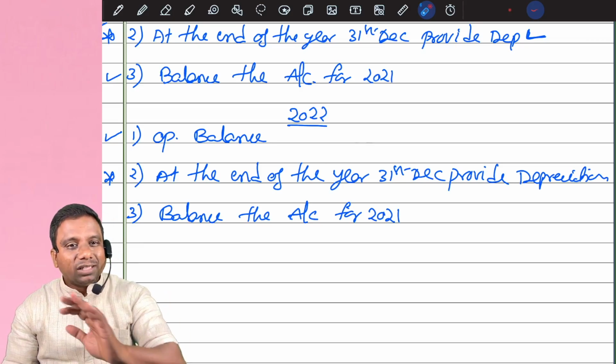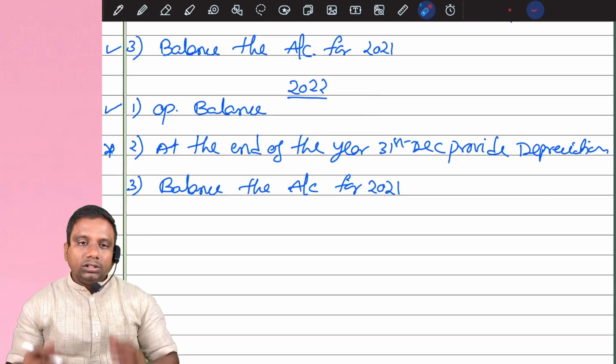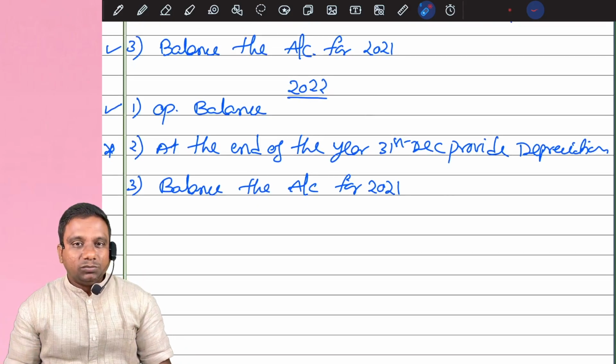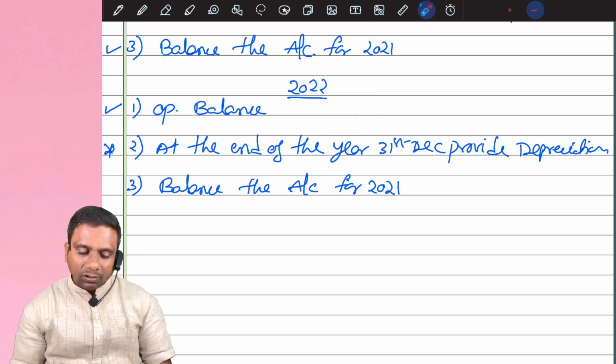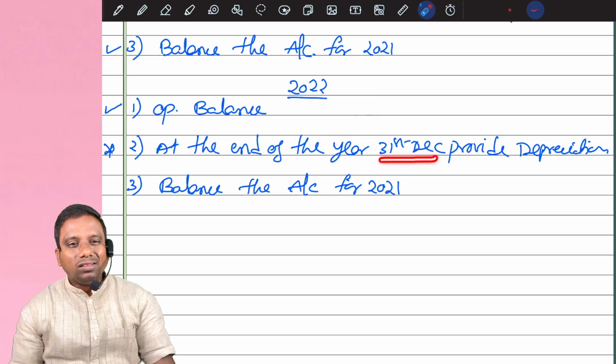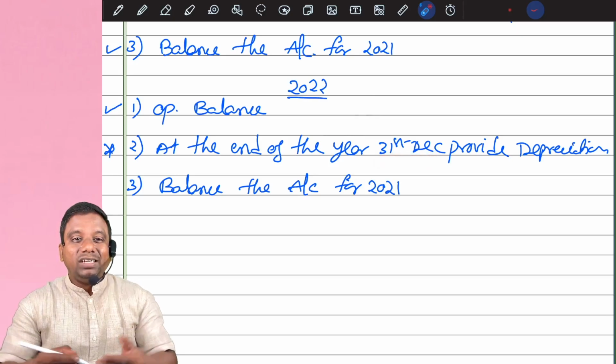But in this problem, nothing has happened. So straight away go to the end of the year. In this problem, no new purchase of asset, no sale of old asset. What is the end of the year? 31st December. On 31st December, what do we have to do? We have to calculate depreciation.